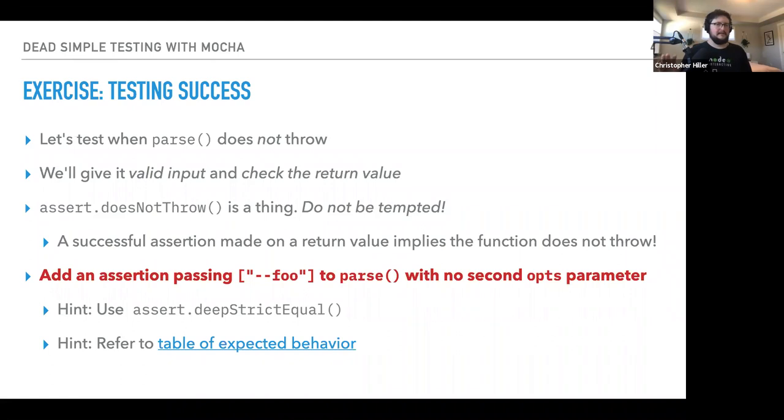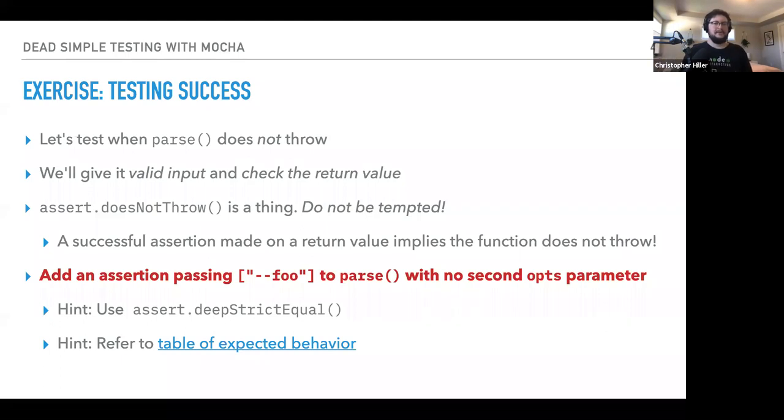It's for void functions, right? So if you have a function that has side effects, for example, maybe you just want to check that it doesn't throw because it's not going to ever return anything. But in our case, our function returns something. We want to just test the return value because we can.